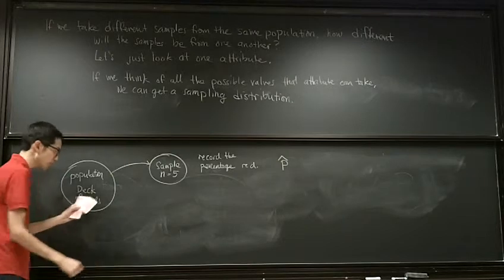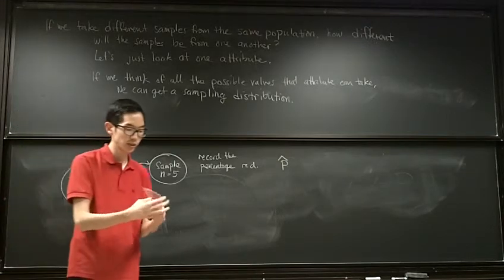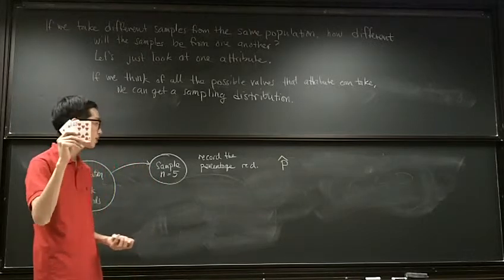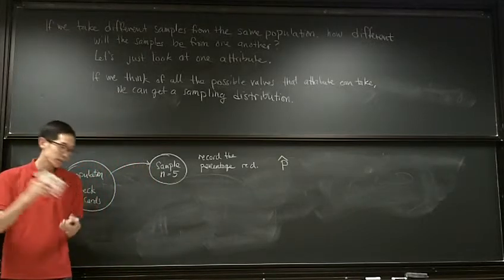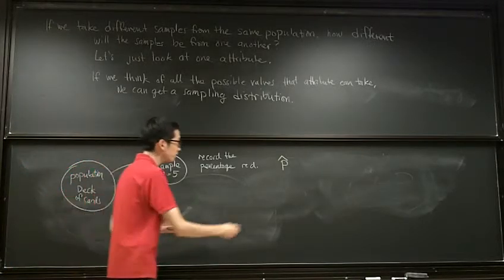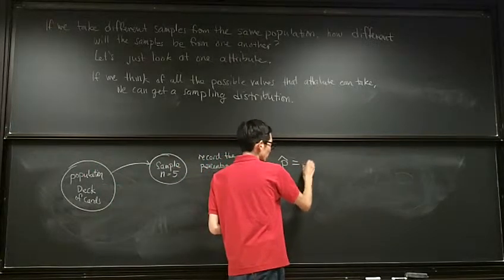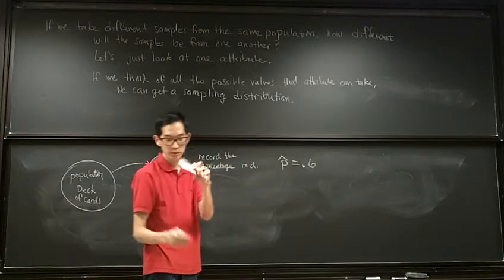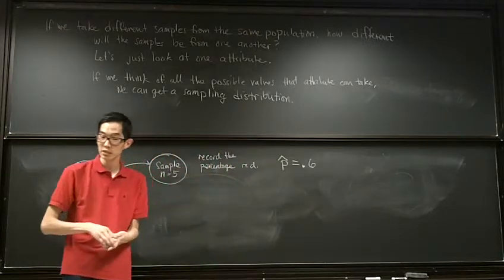So here are 5 cards. I flip them over and I've got 3 red, 2 black. What percentage red do I have here? 3 divided by 5, I get 0.6. So p hat is 0.6. I'm going to mix these back into the deck.